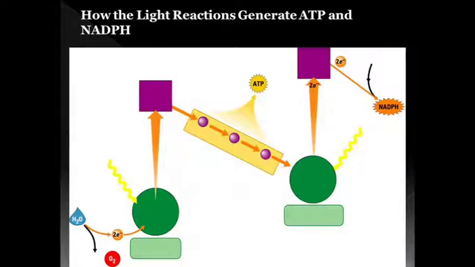This figure shows the generation of ATP and NADPH. The overall purpose of the light dependent reaction is to convert solar energy into chemical energy in the form of NADPH and ATP. ATP and NADPH are generated by two electron transport chains. During the light reaction, water is used and oxygen is produced.